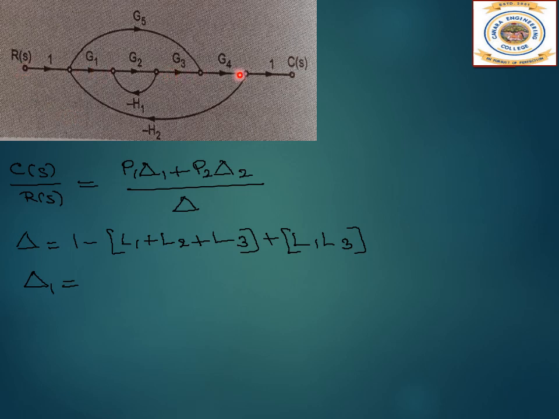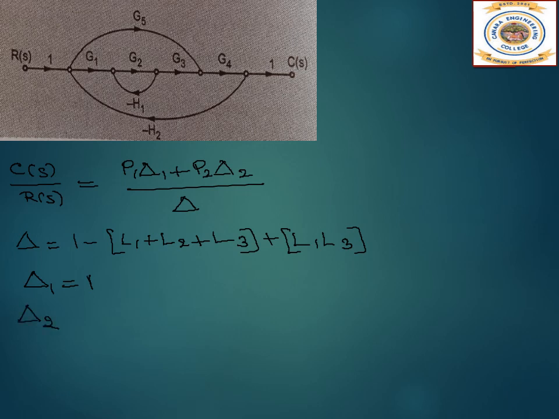G1, G2, G3, G4. See, this is the forward path. And the loops are G2 minus H1, G1, G2, G3, G4, H2, and G5, G4 minus H. These are the loops, and this is the forward path. So all the nodes are common between the loops and the forward path, P1. So what happens here? All the loops are touching. Therefore, we have to make them all 0. So delta 1 will be 1 only.